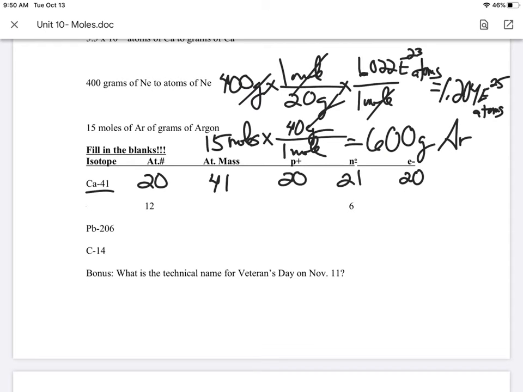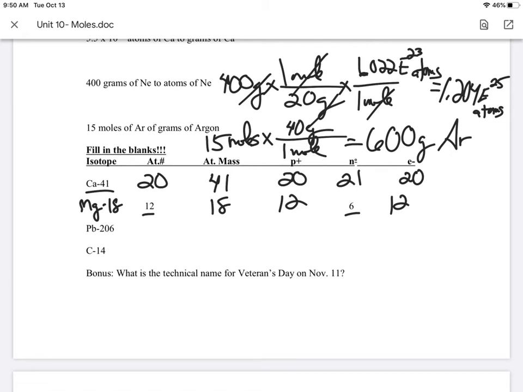Okay, so the atomic number is 12. That is not carbon. Sorry, that is magnesium. And because it's magnesium 12 with 6 neutrons, that means the weight is 18. So its atomic mass is 18. It has 12 protons and probably 12 electrons and only 6 neutrons. Kind of screwed up there, sorry.